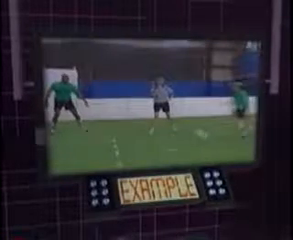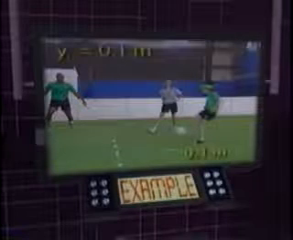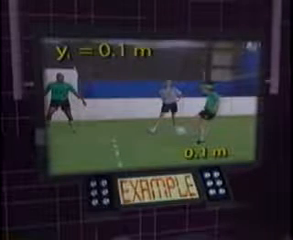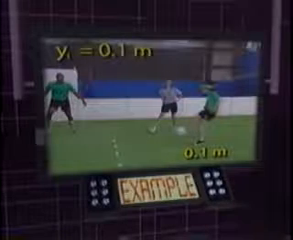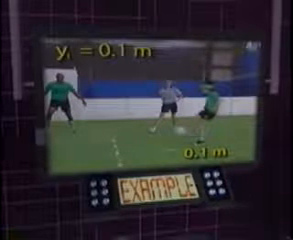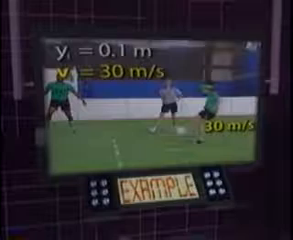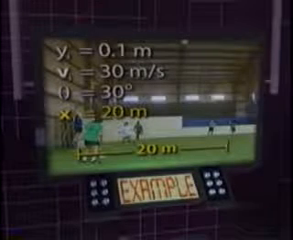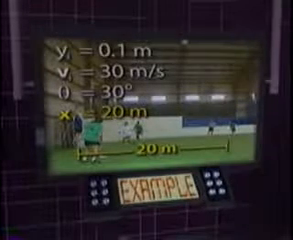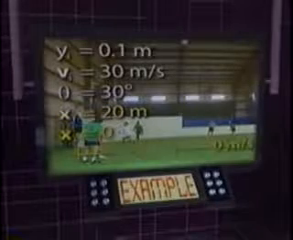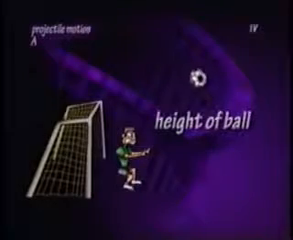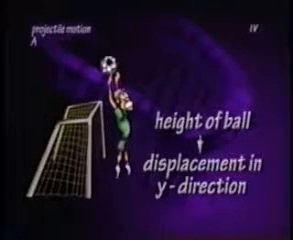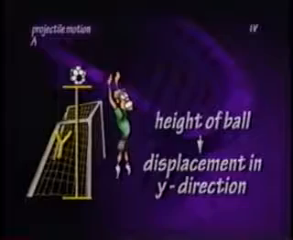The problem gives us the initial vertical position of the soccer ball, y initial, of 0.1 meters. That's how high the ball is off the ground when she kicks it. The initial velocity, v sub i, is 30 meters per second. Theta is 30 degrees. The final position of the soccer ball, x sub f, equals 20 meters, and because the goal is 20 meters away from Bright as Light's current position, x initial equals 0. With these numbers in place, we can find the height of the ball when it reaches the goal, which in our problem is the displacement in the y direction.